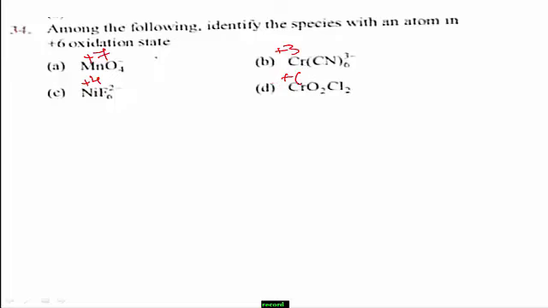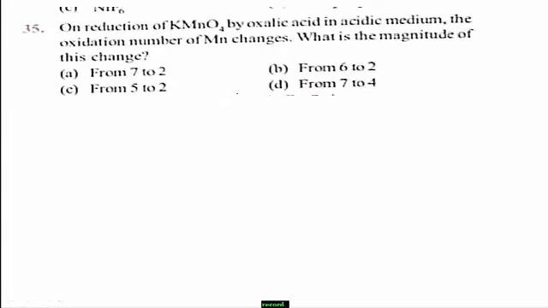Where it is +6, students? Option D, right? CrO2Cl2, here the oxidation number of chromium is +6. Option D is the right answer.